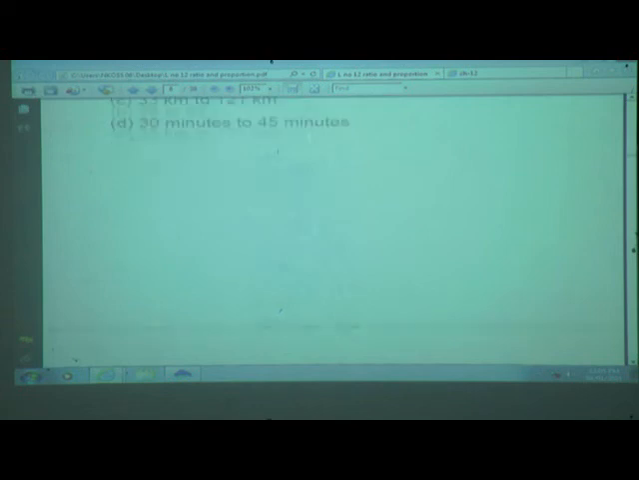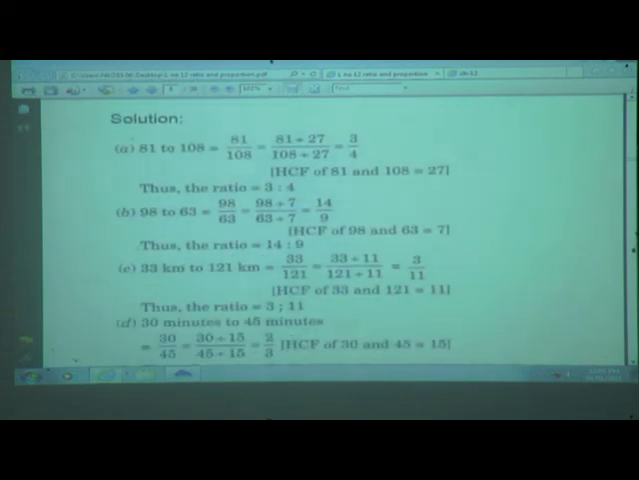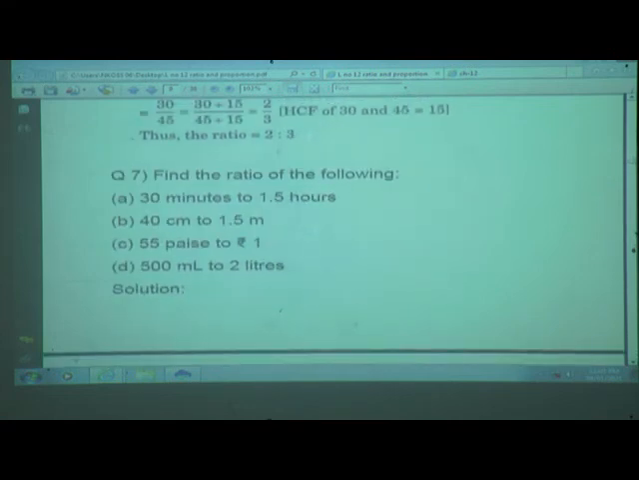Find the ratio of the following. We need to compare this now. 81 to 108. 81 divided by 108. So when we divide it, we get 3 upon 4. 3:4. 98 divided by 63. So when we divide it, we get 14 upon 9. That is 14:9. In the same way, other quantities also can be compared and find the ratio.